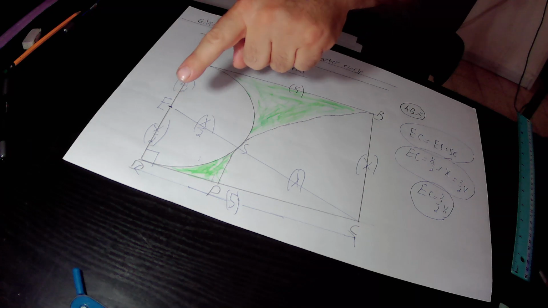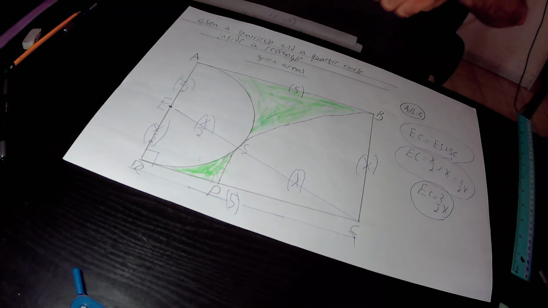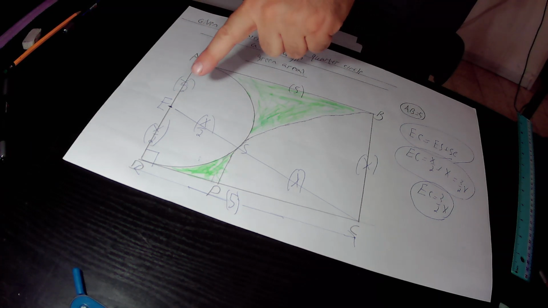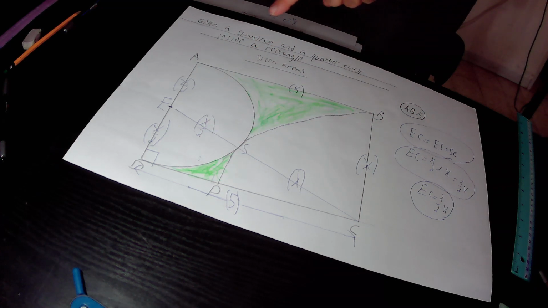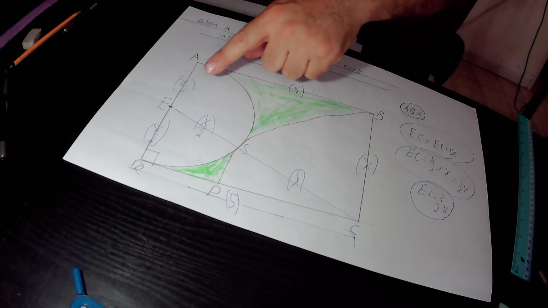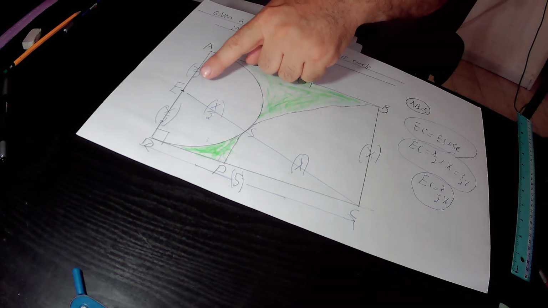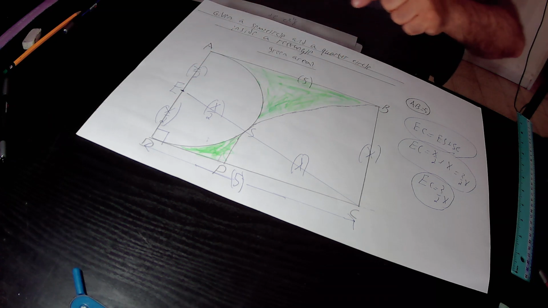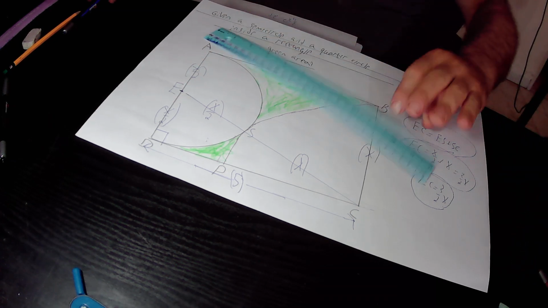AD is one side of rectangle ABCD, but AD is also the diameter of this semicircle. So the diameter of this semicircle, AD, equals X. If the diameter AD is X, the radius must equal X over 2. So the radius AE of this semicircle equals X over 2, and the radius ED also equals X over 2 units in length.